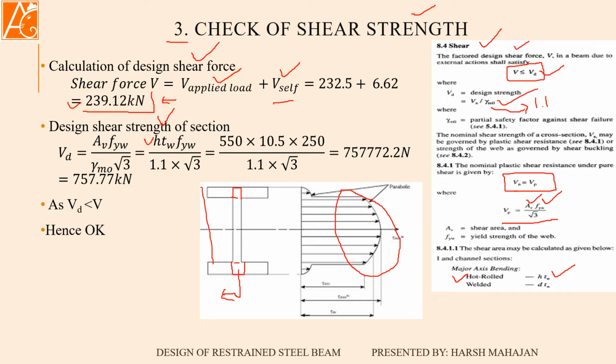H is the height of the whole section, which is 550, into Tw, the thickness of the web. 250 is our yielding stress. From here I am getting this value. So 757 kilonewton is far greater than 239 kilonewton. Hence our section is safe for the shear. So it can bear the shear easily.